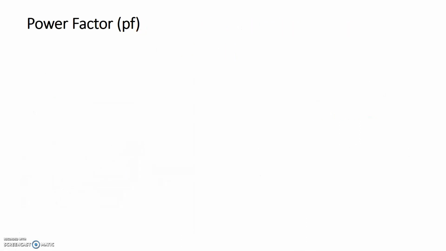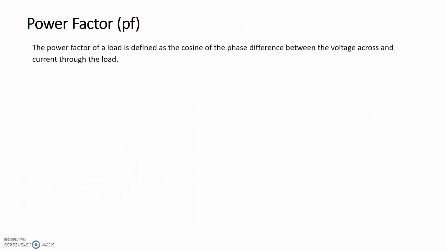Okay, so the power factor of a load is, as I mentioned, defined as the cosine of the phase difference between the voltage across the load and the current through the load. So PF is the short form for power factor. Now, for a purely resistive load, since the voltage and current are in sync, theta v minus theta I is equal to 0, so cosine of 0 leads us to a 1, so we get a power factor of 1 for a purely resistive load.